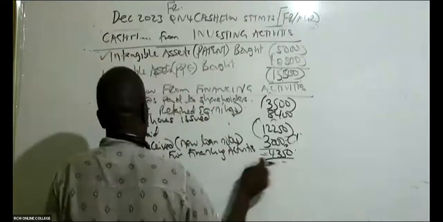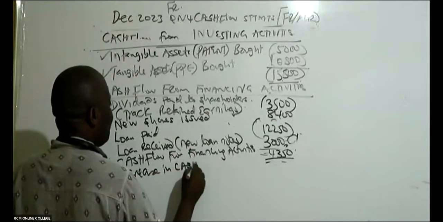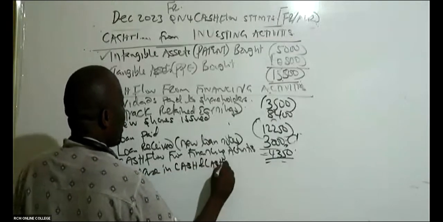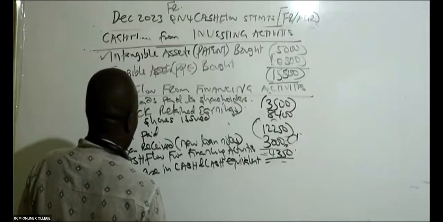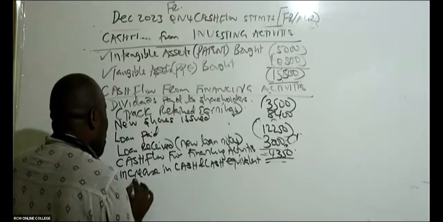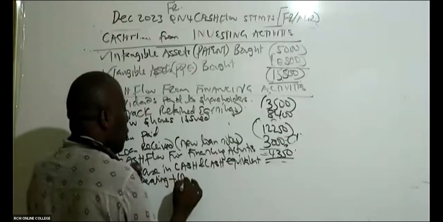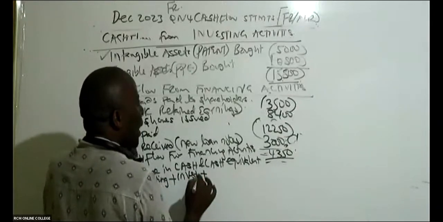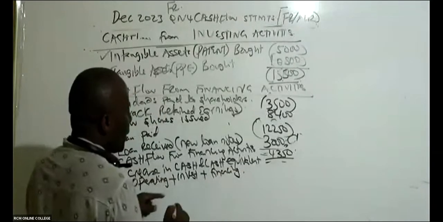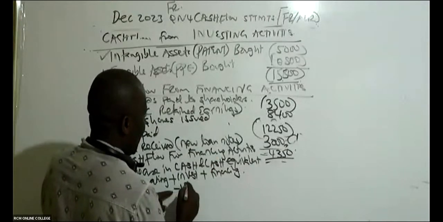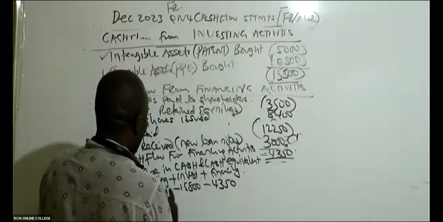So come here and they give us increase in cash and cash equivalents. So here you take operating, plus cash flow from investing, plus cash flow from financing. You add the three. At least investing, I can see investing is minus 15,800. I can see financing is minus 4,350, but for sure I've forgotten operating.